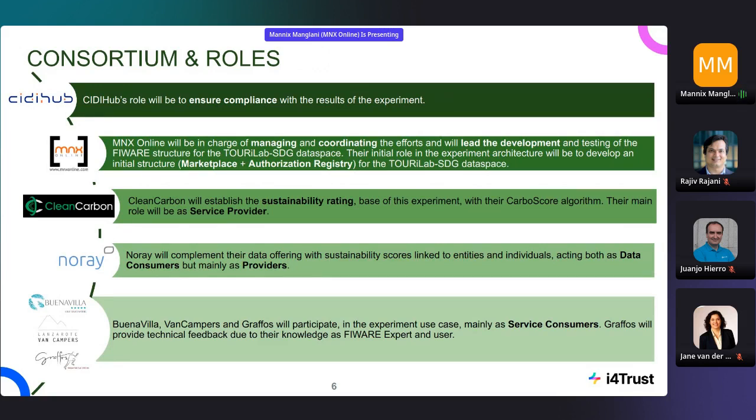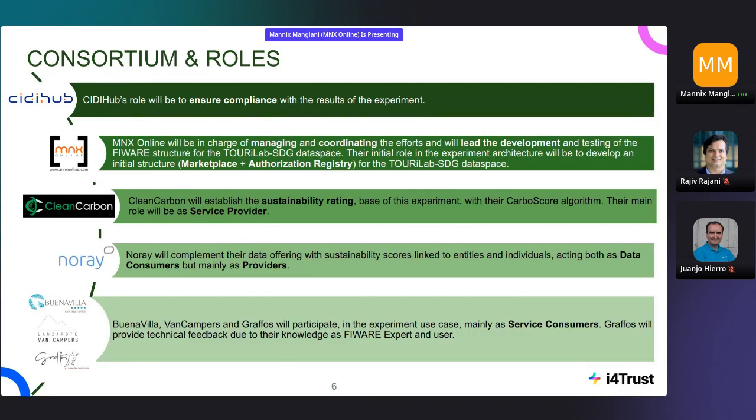This is the consortium members. There is a City Hub, which will be the digital innovation hub that holds the experiment. MNX Online, which I represent, is the main coordinator of the experiment. And here come the other entities such as Clean Carbon, which will have the sustainability rating on which we will base our current use case. I'll explain that later. And Norai is a company that has a lot of data regarding the actors in a tourism market, because they have been for many years providing technology regarding management of hotels and accommodation.